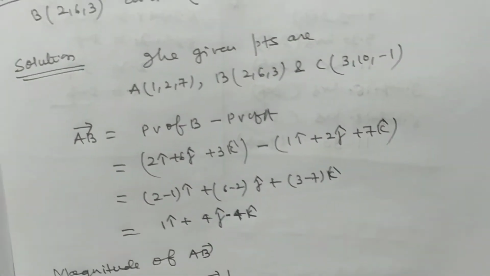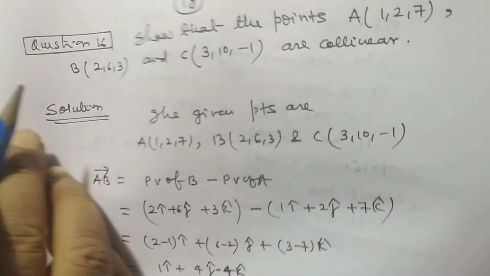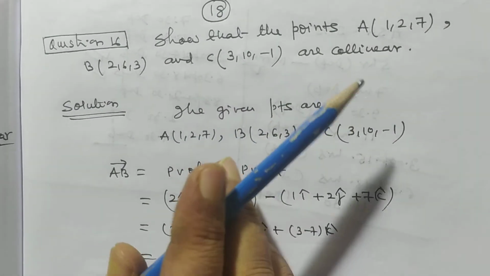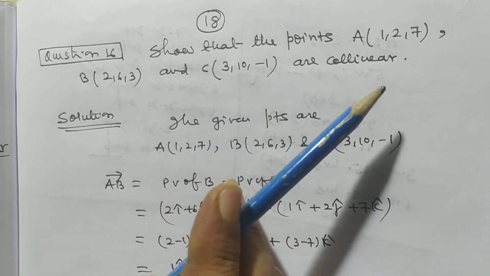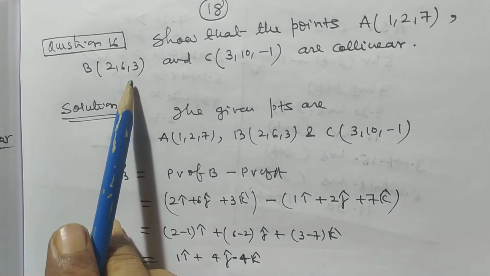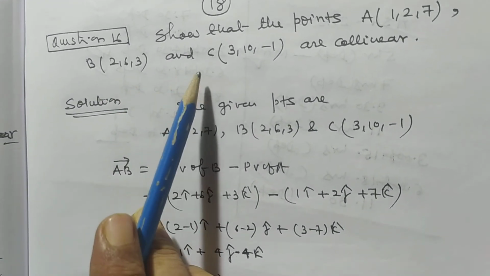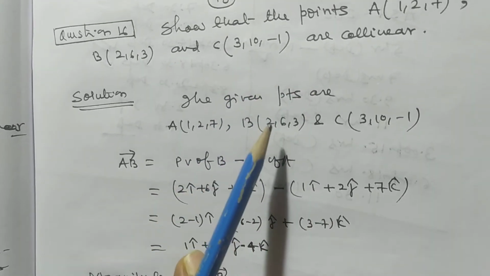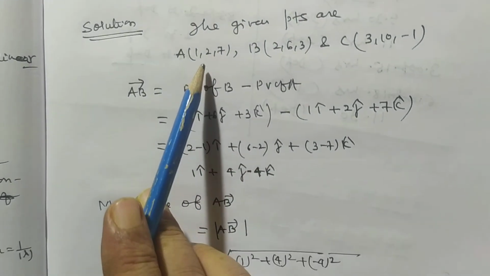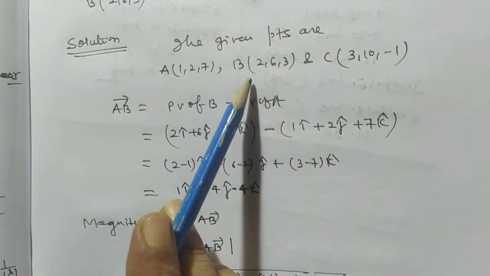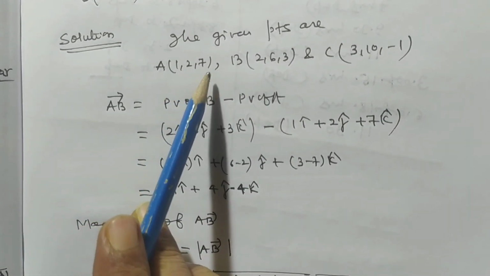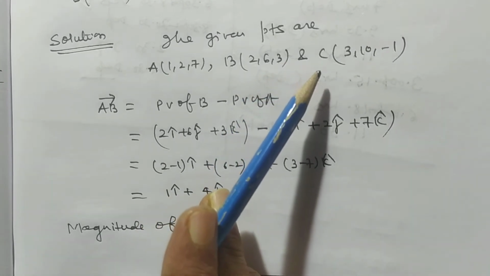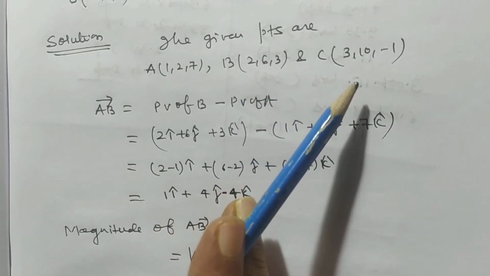So my dear student, now I want to discuss problem number 16. Show that the points A having coordinates 1, 2, 7, B having coordinates 2, 6, 3 and C having coordinates 3, 10, minus 1 are collinear. The given points are A (1, 2, 7), B (2, 6, 3) and the coordinate of C is (3, 10, minus 1).